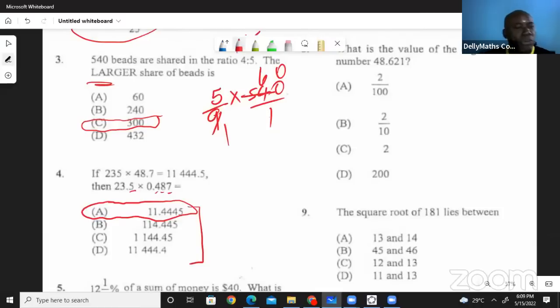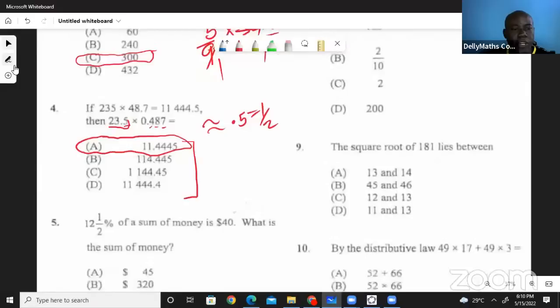And another thing that you could look at to know that A is the answer, even if you never understood the decimal point idea, is that 0.487 is almost 0.5, which means a half. So it's near to a half, and you're talking about 23.5, like 22. So a half of that is anywhere near 11 point something. So in any case, A would have been the appropriate answer right there. A. All right, very good, very good.